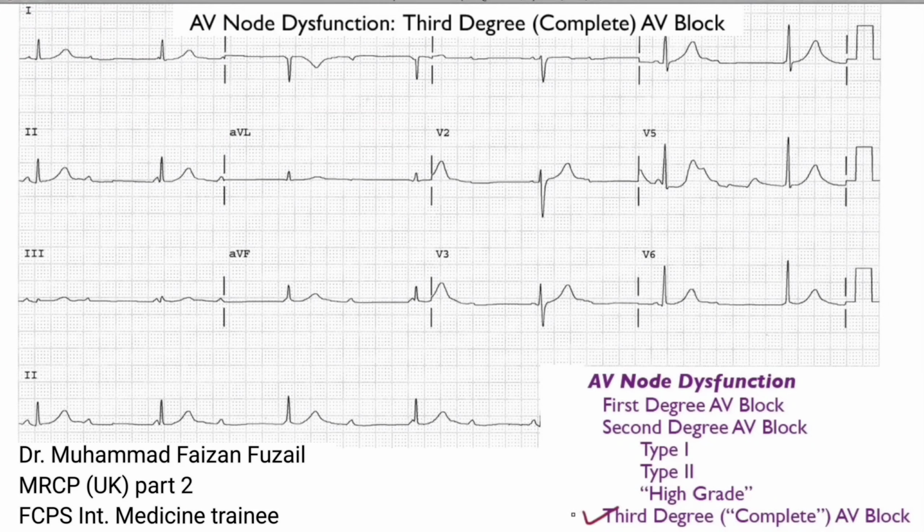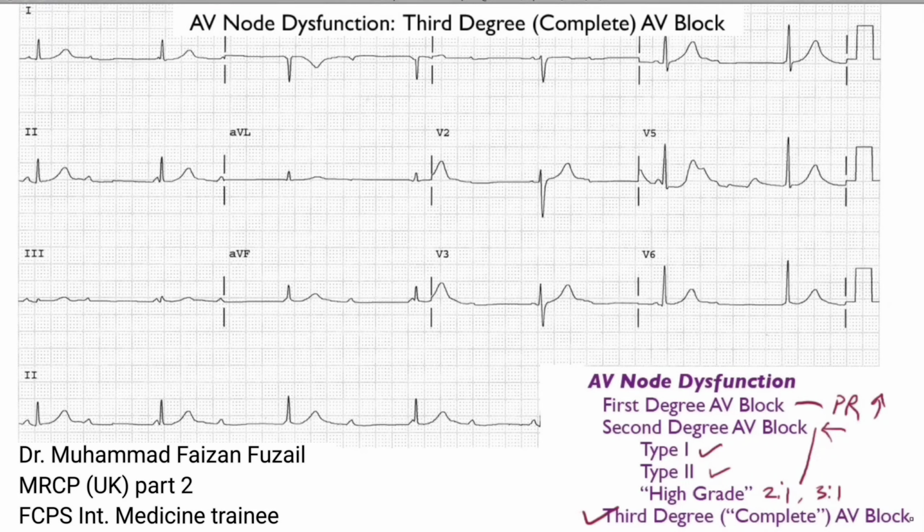First, let's have a quick review of what we have learnt so far. First degree AV block means all the P waves conduct. It is just that the PR interval is longer than 200 milliseconds. With second degree AV block, some of the P waves fail to conduct, and depending upon if the PR is variable or if it's fixed, it gives you either type 1 or type 2. High grade AV block is either 2 to 1 or 3 to 1 or something along those lines, but some are still conducting because second degree AV block means only some of the P waves block.